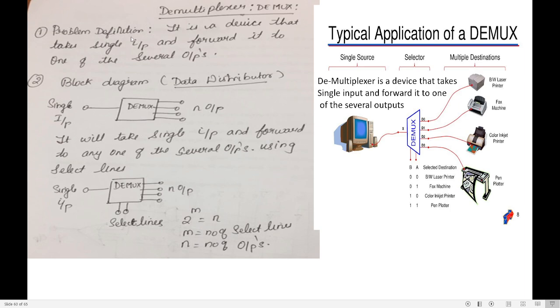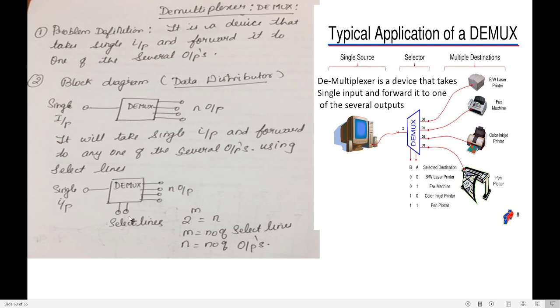So let us look into the problem now. The definition of a demultiplexer is, it is a device that takes a single input and forwards it to one of the several outputs. This is very important: any one of the several outputs. This is the block diagram of a demultiplexer, single input and several outputs. Output lines are indicated by N. Since it forwards to any one of the several outputs, this is done with the help of select lines.